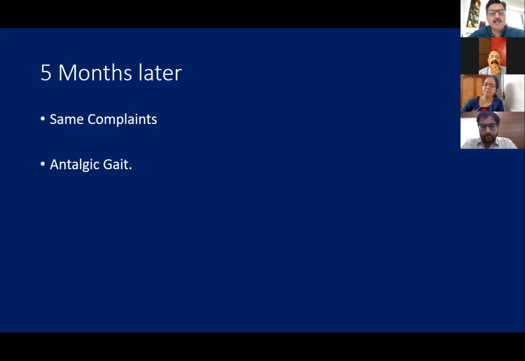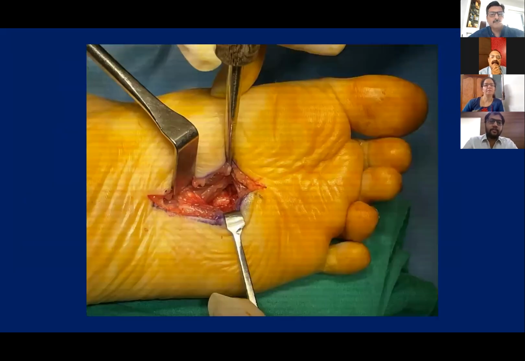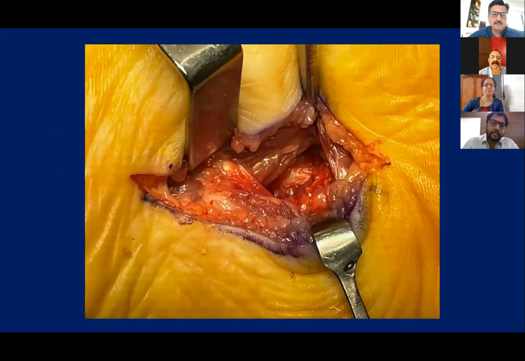Yeah, Shalin, so move ahead and show what we did. Yeah, so we went ahead and performed an open biopsy through the plantar approach. We located the lesion. It was red in color, and we extended the incision and excised it, and we could see the metatarsal base up to which the lesion was extending. And we could remove the entire tissue in a block.